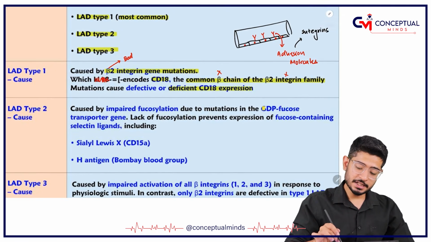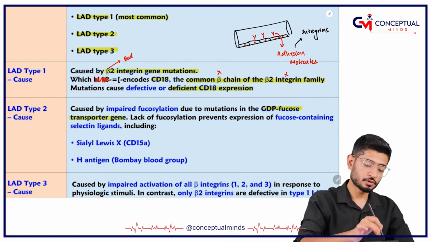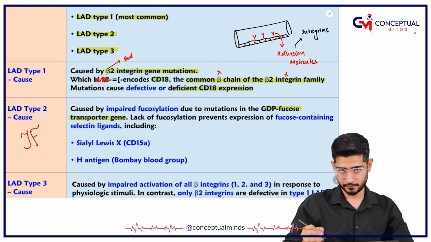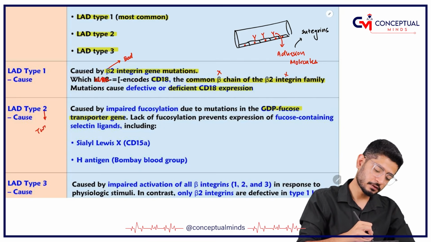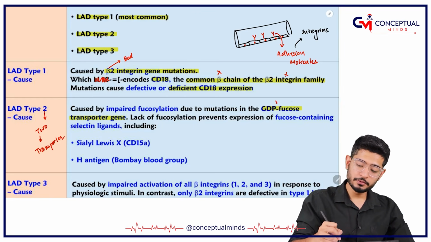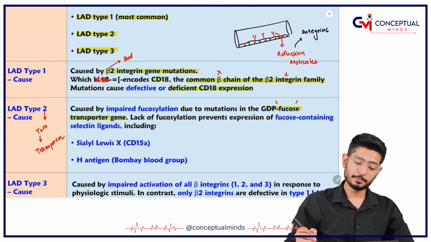There is a GDP fucose transporter gene problem. So in cursive handwriting, this is how you write T and this is how you write F. So T for type 2, T for transporter. So there is a transporter gene, a GDP fucose transporter gene, which is not formed. So what is going to happen? The fucosylation is not going to occur.